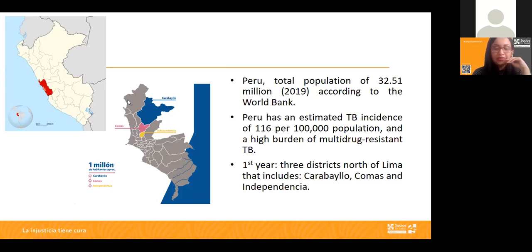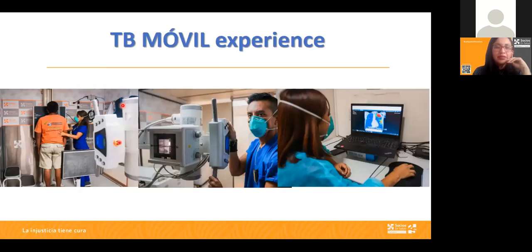During the first year, we began undertaking the activities of active TB case finding in 2019 on the side of Lima, in three districts of Lima, as you can see on this map on the left-hand side of the screen. This is the city of Lima, the capital city. We initiated our work in three districts in the first year, where we did active TB case finding. These three districts are Carabayllo, Comas, and Independencia. And this is where we had our active case finding activities focused.